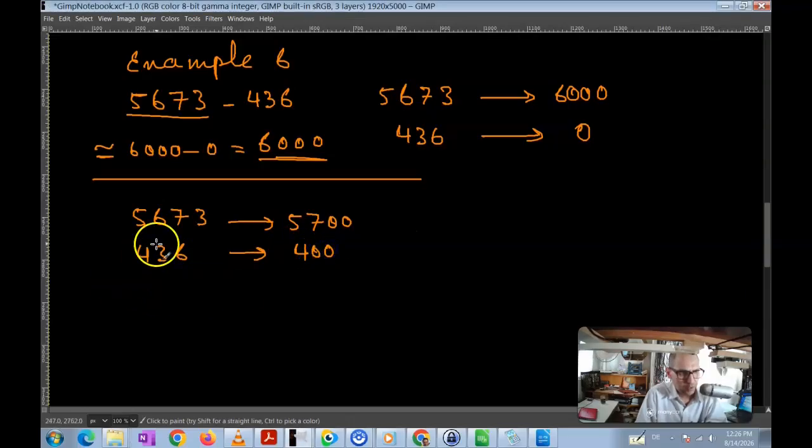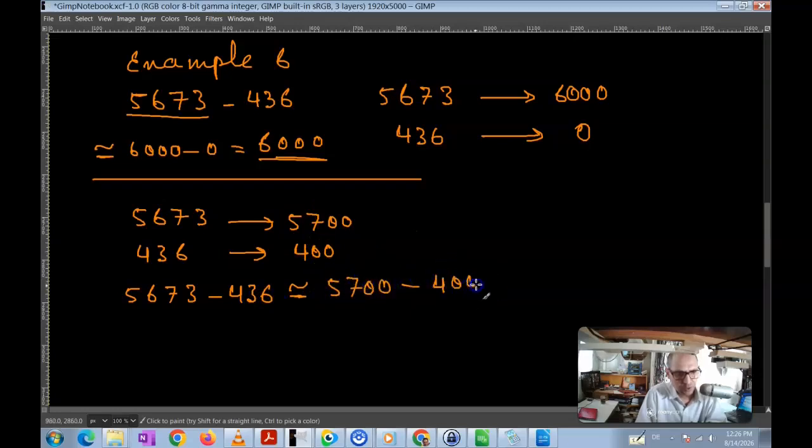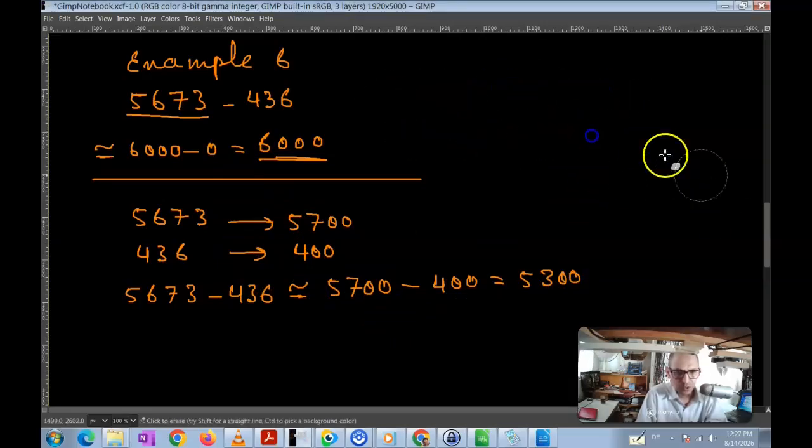And then this calculation, the original calculation, 5,673 minus 436, is going to be very close to 5,700 minus 400, which is the same thing as 5,300, right?